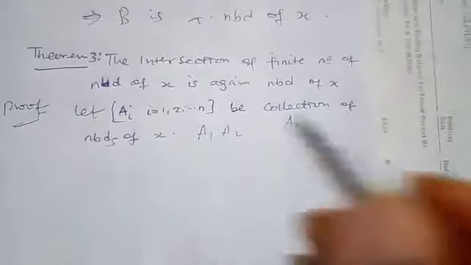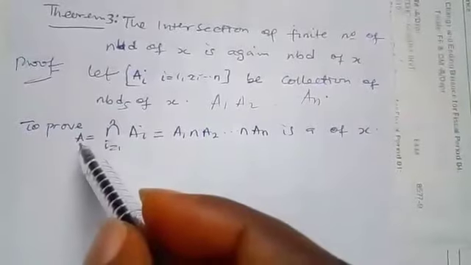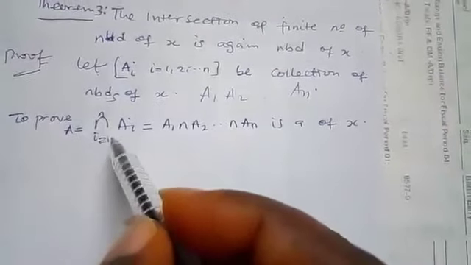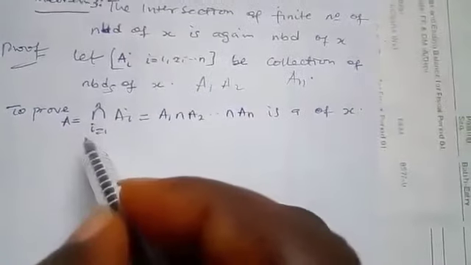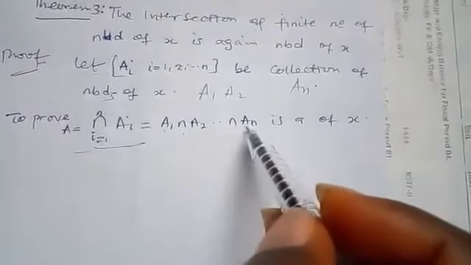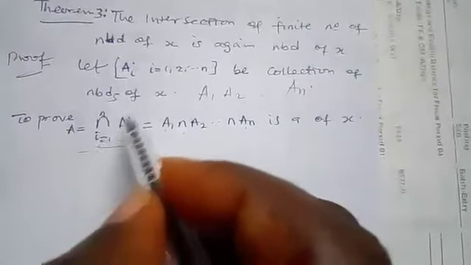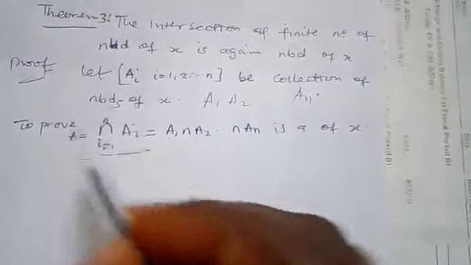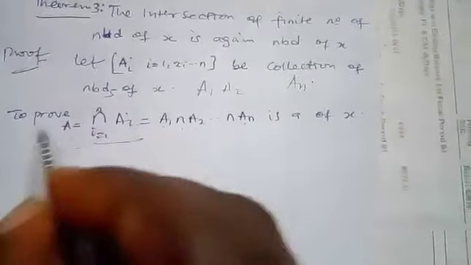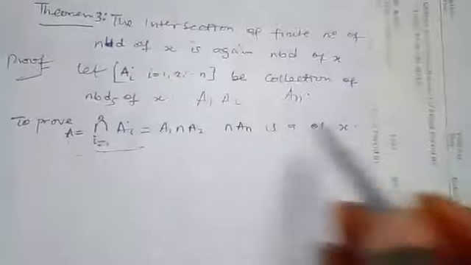So what we want to show is their intersection. We want to show that the intersection of the Ai, that is A1 intersection A2 up to intersection An, is a neighborhood. This is how we write it: we just put intersection, then we put Ai. This thing simply means A1 intersection A2 like that, and everything we represent by A. So we want to show that A is a neighborhood of X.